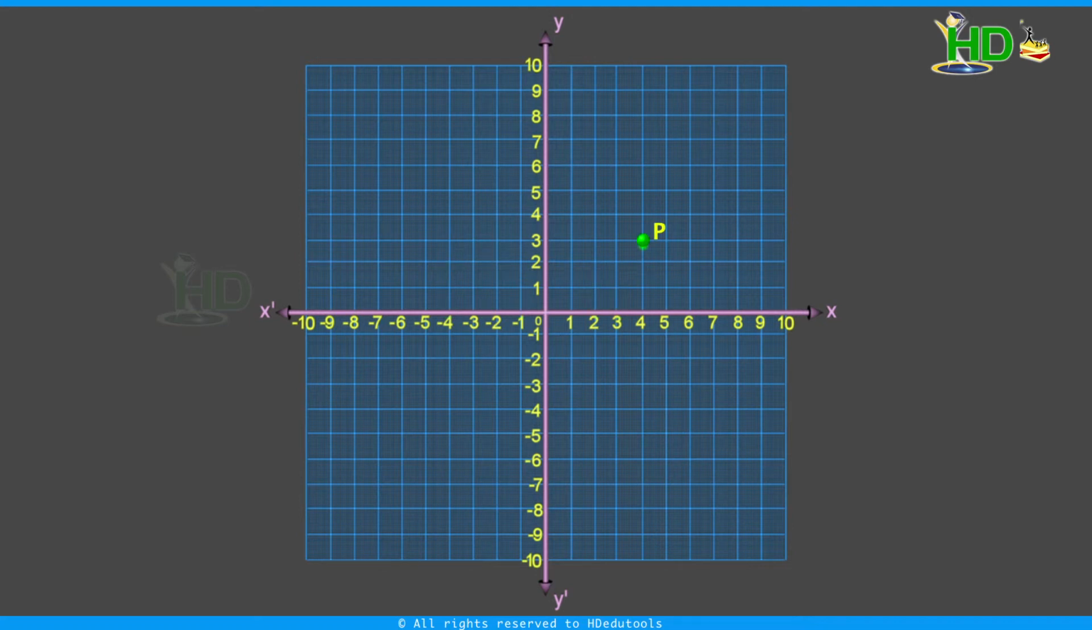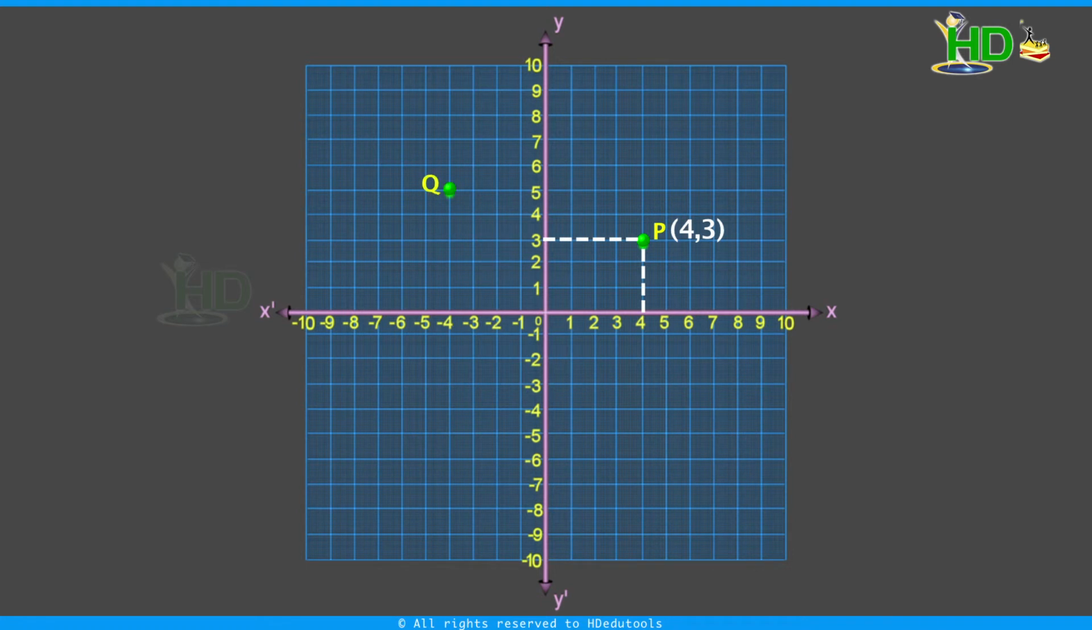Now you take this. For P, the perpendicular distance from the y-axis is 4 units, from the x-axis is 3 units. Therefore, the x-coordinate is 4, the y-coordinate is 3. That means, from the origin, if you move 4 units along the x-axis and 3 units along the y-axis, you get this point P. Therefore, the coordinates of P are 4, 3.